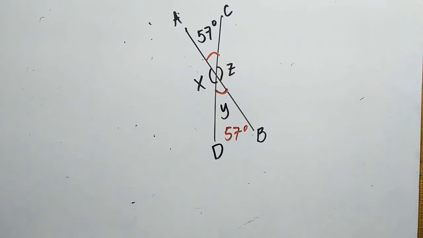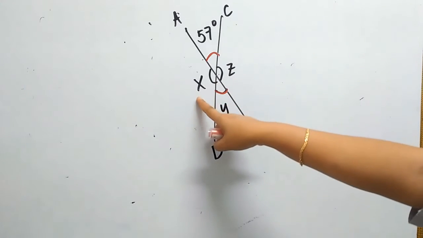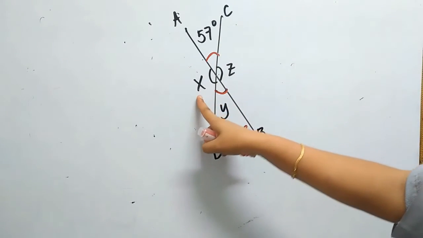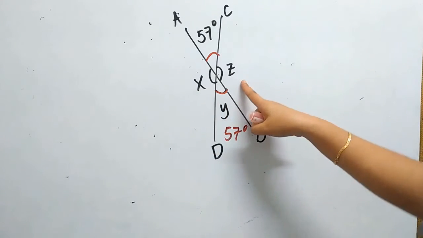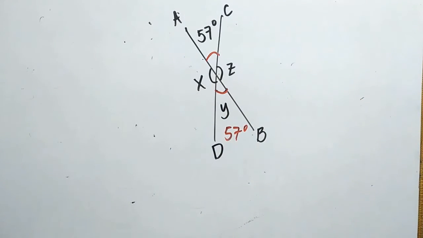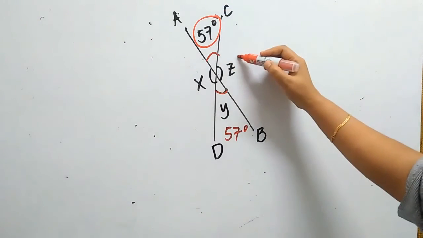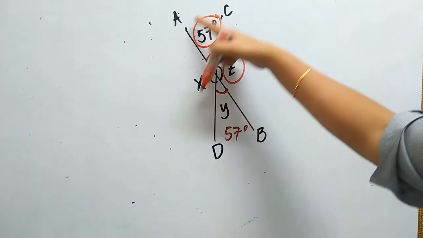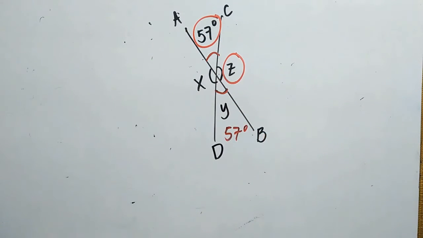Now we're going to find angle X and angle Z. How are we going to find angle Z? Yes, angle Z and angle X are vertically opposite. But if angle X is unknown, we cannot find the angle Z. So what we're going to do is, very good, use the property of angles on a straight line. What are the angles on the straight line? Yes, this angle 57 and angle Z are angles on the straight line. We said that angles on a straight line add up to 180 degrees.